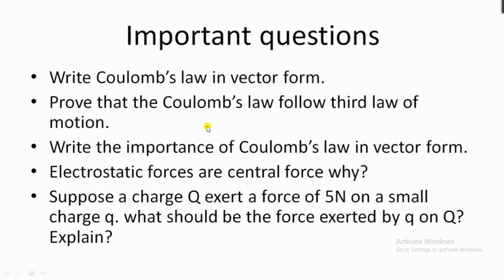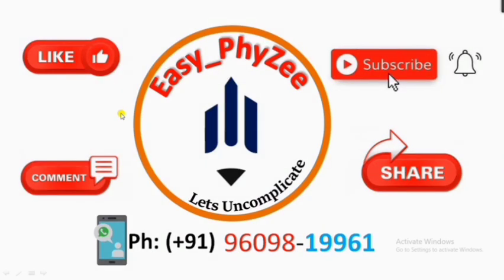Now these are the important questions from this topic. For this question you just need to write the Coulomb's law in vector form, and for this question you have to do the same derivation that we have done, and importance we have already discussed, and the forces are central forces. Now the last question is the important question. There are two charges, one big and one small, and the big charge is exerting 5 Newton on the small charge, and the question is what is the force exerted by the small charge on the big charge, and you have to explain why.